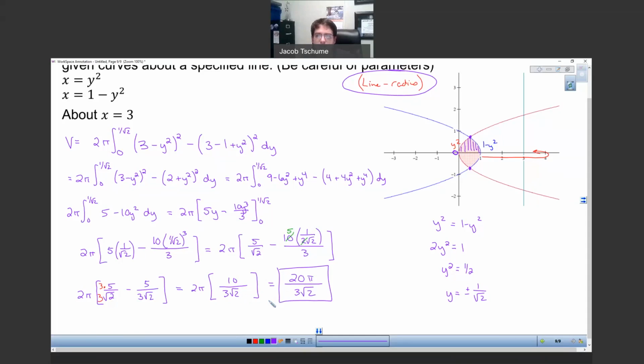So there's an example of another one where you're rotating around something other than the axes. Remember, if you are above or to the right of the line you're rotating, you have to do the line minus the radius function. If you're below or to the left, you do the opposite, and it's the radius minus the line. So that ends the video for section 6.2.